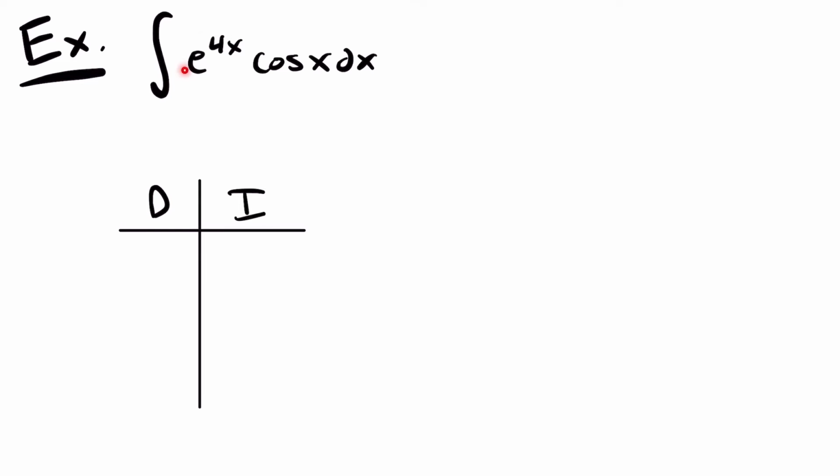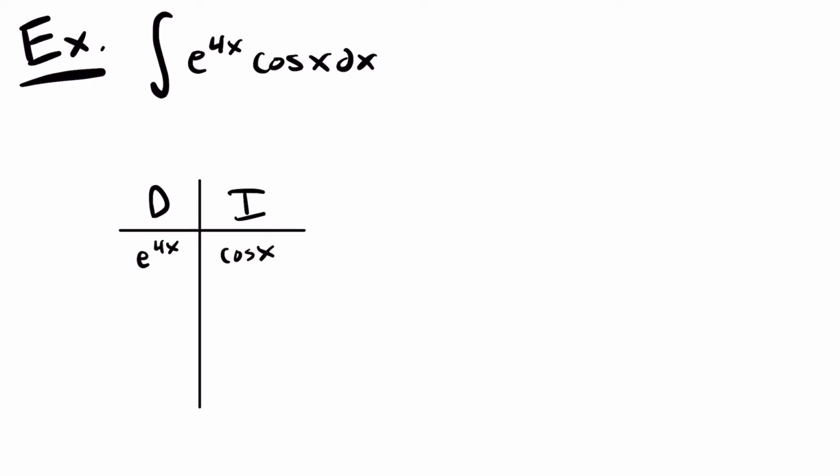And in this case, we have an exponential part times a trig part. And so in this case, it's not going to matter which one we choose to be in the derivative column and which one we choose to be in the integral column. You will still get a correct answer, but I'm going to choose to put the exponential part in our derivative column and the trig part, or cosine, in our integral column. And so we'll have e to the power of 4x in the derivative column and cosine x in the integral column. All right, and so let's take the derivative of e to the power of 4x and let's integrate cosine.